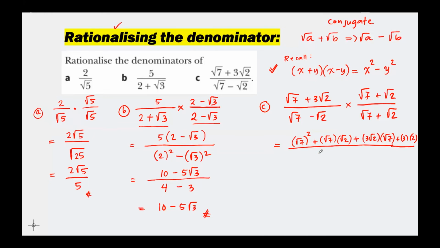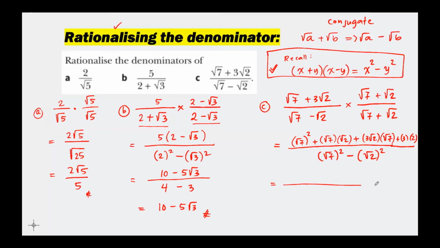So the denominator is going to be square root of 7 squared minus square root of 2 squared. You see, we're applying this rule for multiplying expressions. So in the end, what we're going to have is square root of 7 squared is just 7. Square root of 7 times square root of 2 is just square root of 14. And then this one is plus 3 square root of 14 as well. 3 times 2 is just 6.